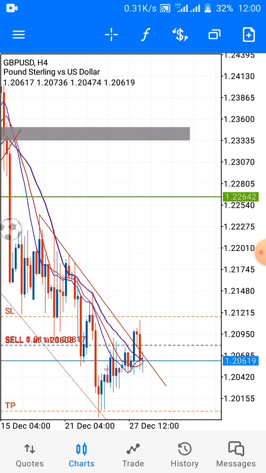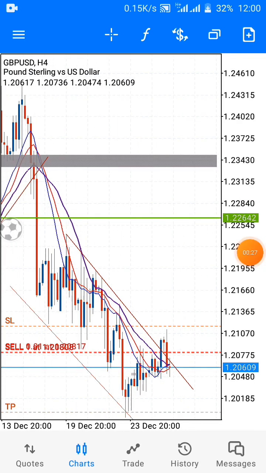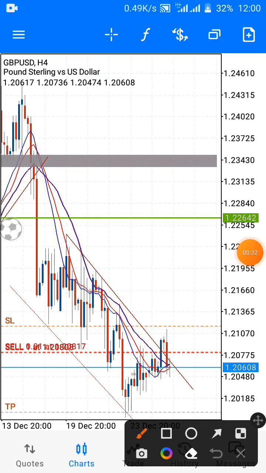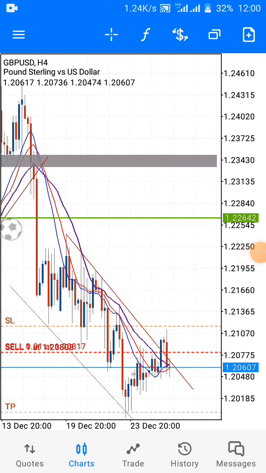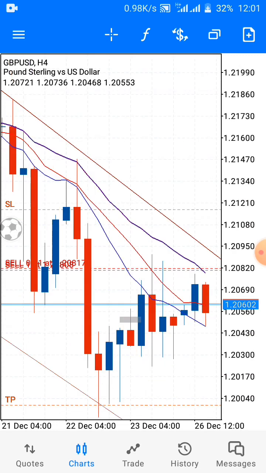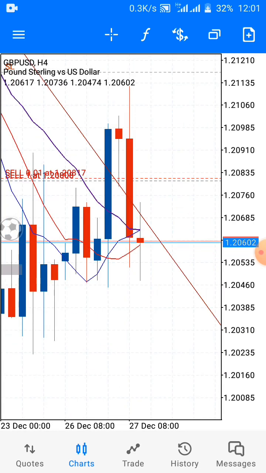So basically, the first thing you need to do is to identify the trend. As you can see, this is the 4-hour time frame, and right now the trend is actually a downtrend. So now that you have identified the trend, you need to look for a signal to buy or to sell. Since it is a downtrend, I'm going to be looking for sell signals.